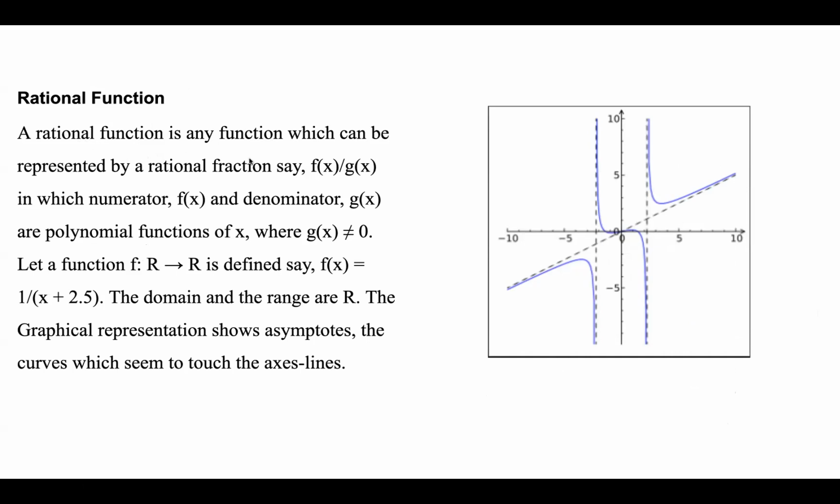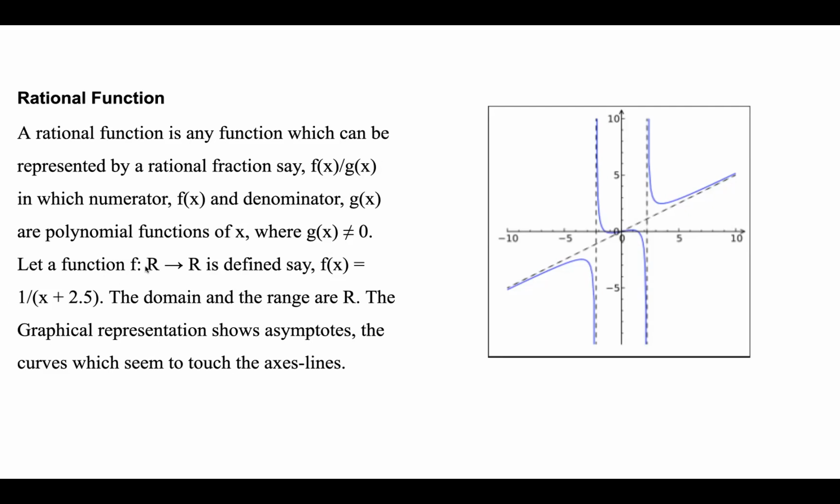What is a rational function? A rational function is any function which can be represented by a rational fraction, say f of x divided by g of x, in which numerator f of x and denominator g of x are polynomial functions of x, and where g of x is not equal to 0. Because we know if the denominator is 0, then the answer coming is infinity, which is not possible. So here the condition is g of x is not equal to 0.